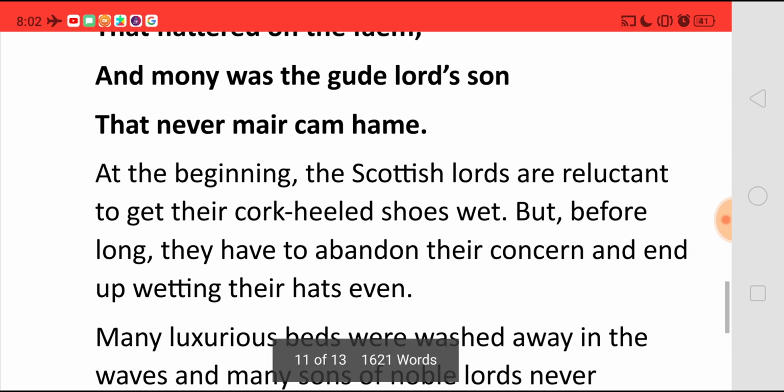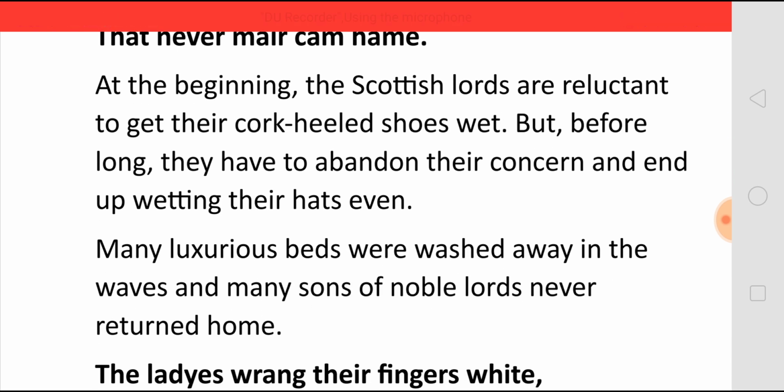At the beginning, the Scottish lords are reluctant to get their cork-heeled shoes wet, but before long they have to abandon their concern and end up wetting their hats even. Many luxurious beds were washed away in the waves, and many sons of the noble lords never returned home.